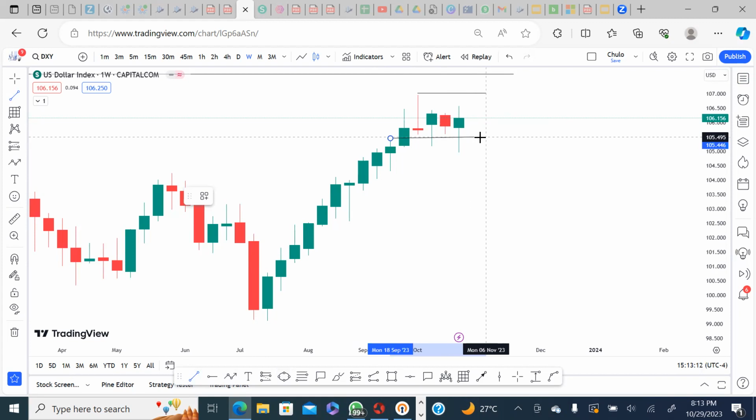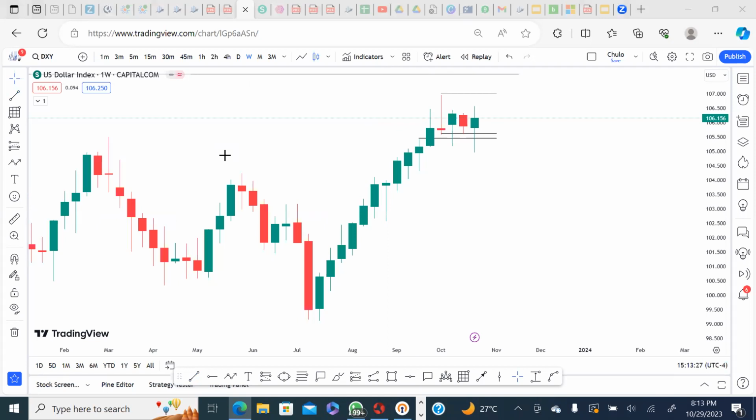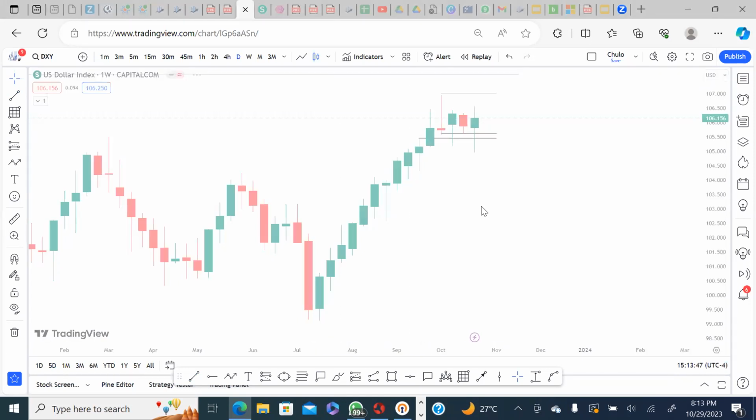Price actually reacted to it and closed above the weekly FVG, which is still giving me signs to the upside because of this strong drawn liquidity here. So let's go to the daily and see what we are going to see on the daily.